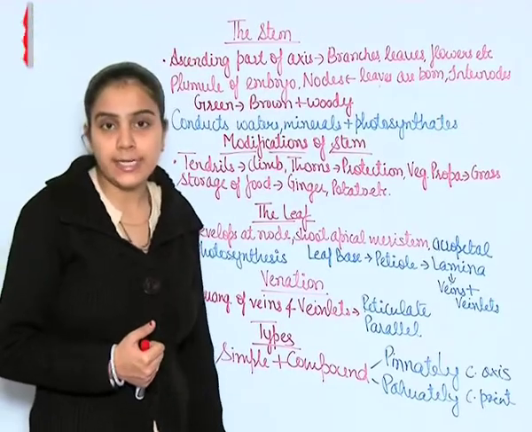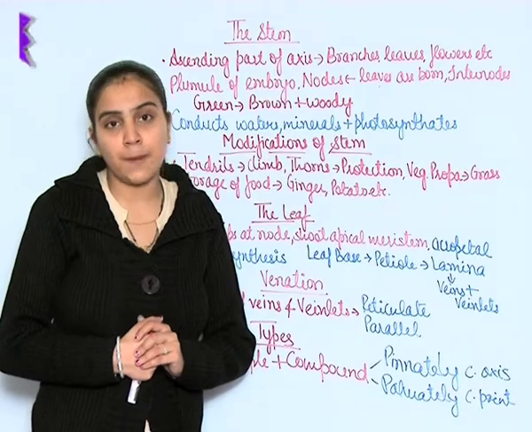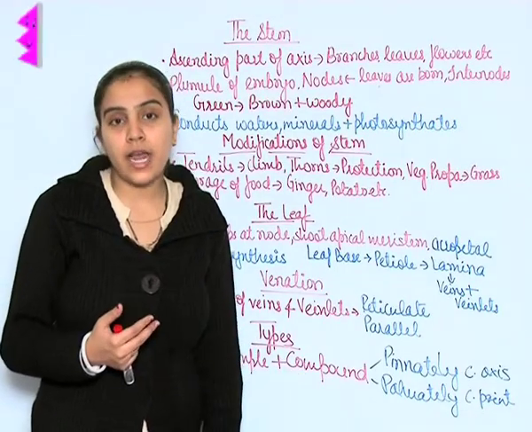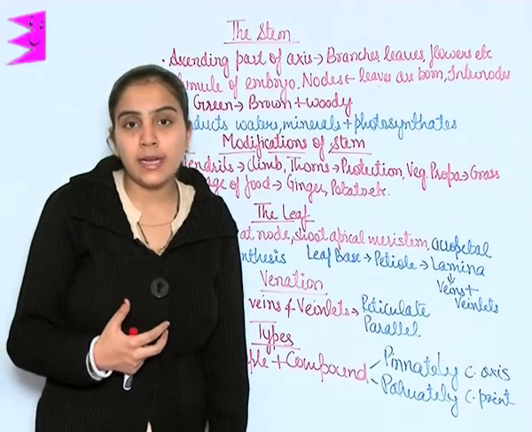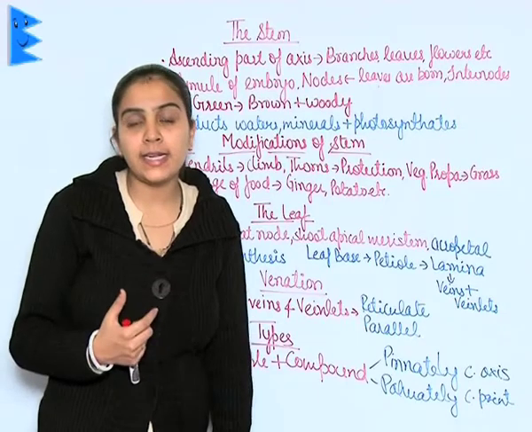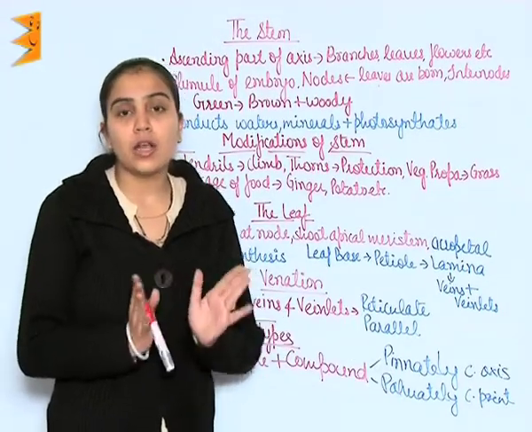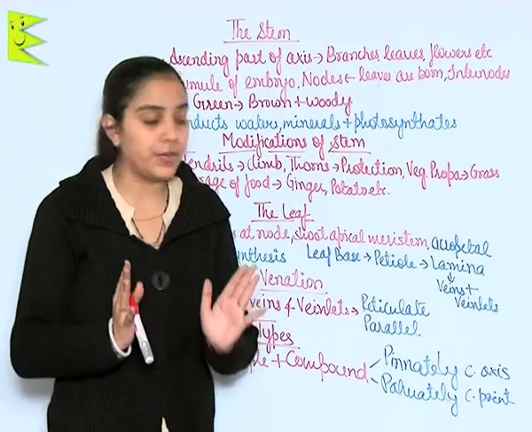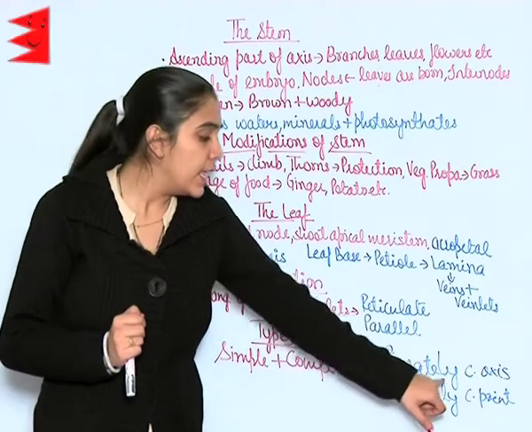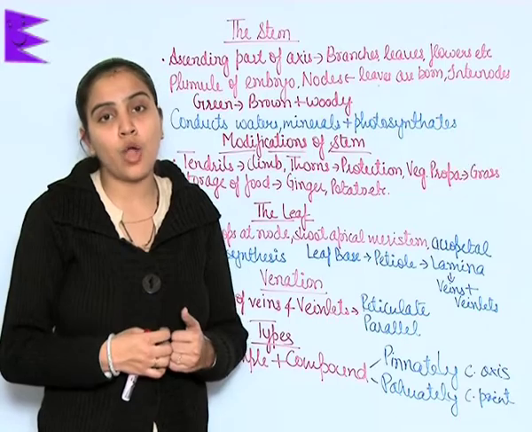Types of leaves. There are two types of leaves: simple leaf and compound leaf. A compound leaf is further categorized as pinnately compound and palmately compound. In pinnately compound leaves, the leaflets are arranged on a common axis. In palmately compound leaves, the leaflets arise from or are attached to a common point.